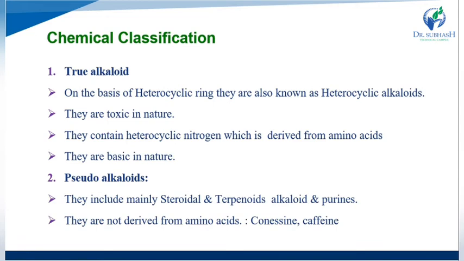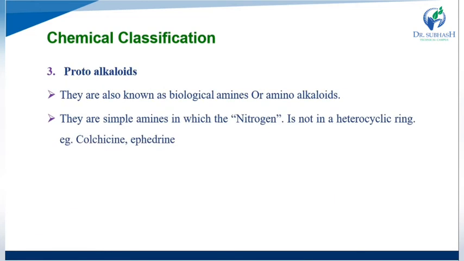Then the second subclass, that is the pseudo alkaloids. They mainly include steroidal and terpenoid alkaloids and purines. They are not derived from the amino acid. Mostly alkaloids are derived from the amino acid, but here pseudo alkaloids are not derived from the amino acid. The example is caffeine and conessine. Okay.